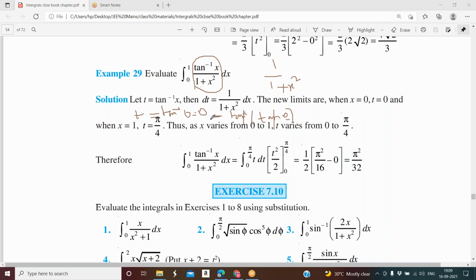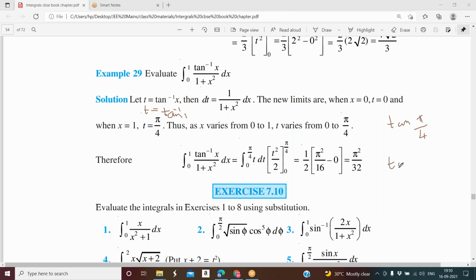What will be your upper limit? What is the upper limit given in the problem? 1. So now I am going to substitute x equal to 1 here. So t equal to tan inverse 1. In tan, for what angle will you get 1? Tan pi by 4, or tan 45 degree, is 1. That we know already, we have studied.